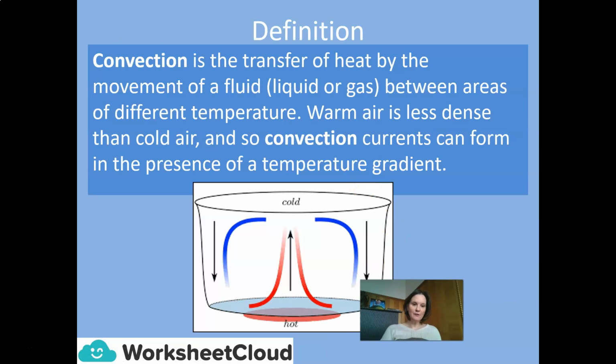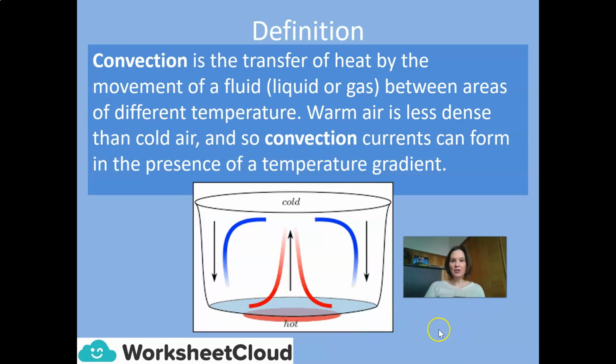So let's start first of all with the definition of convection. Convection is the transfer of heat by the movement of a fluid. Now, when we speak about a fluid, we're speaking about a liquid or a gas, and it is between areas of different temperature. So the warm air is less dense than cold air, and so convection currents can form in the presence of a temperature gradient. There's just a little diagram of an example of a convection current, and you will completely understand it by the end of this lesson.